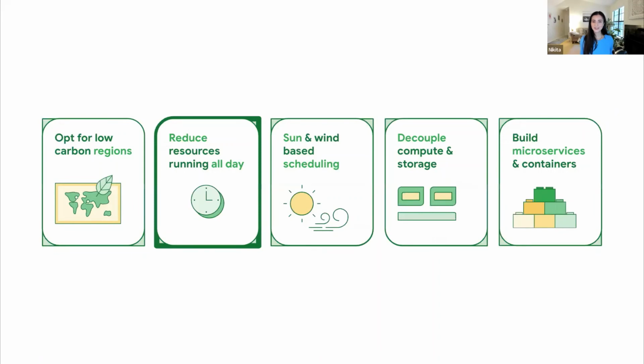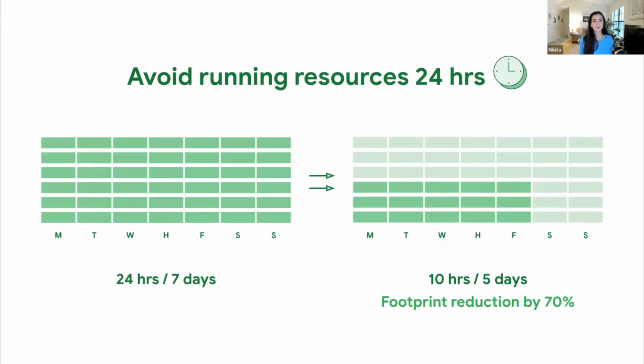The next recommendation is to avoid running resources 24 hours a day, especially for development and testing. And so, for example, if you shift resources to operate 10 hours a day during 5 work days a week instead of 24 hours, you can reduce your footprint by 70%, which is impactful both from a cost perspective and then also from a carbon perspective as well.